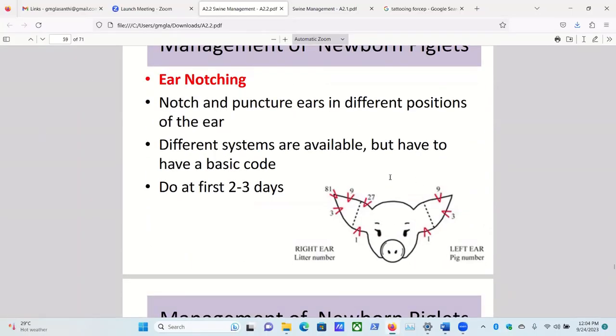The second one is ear notching. So we cut some small pieces in the swine's ear.